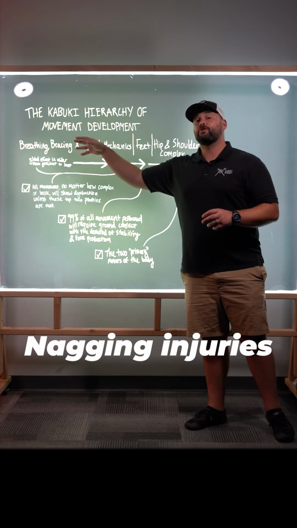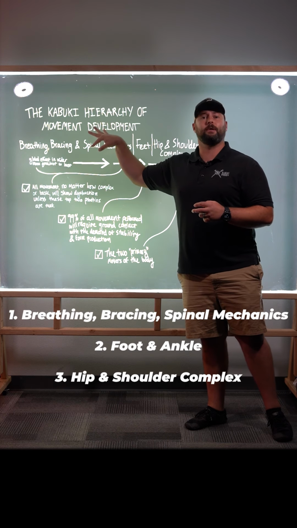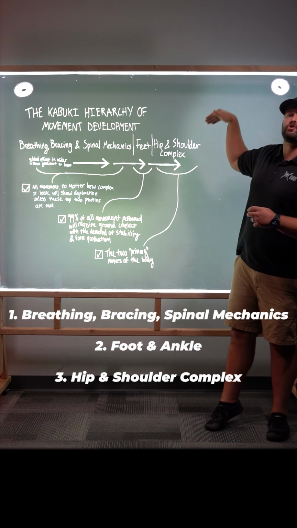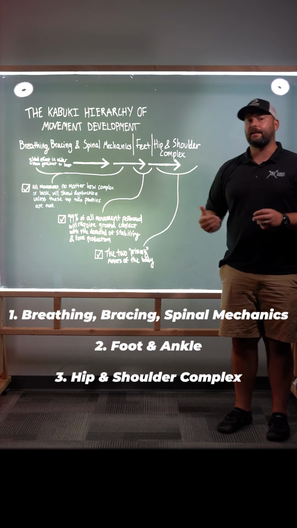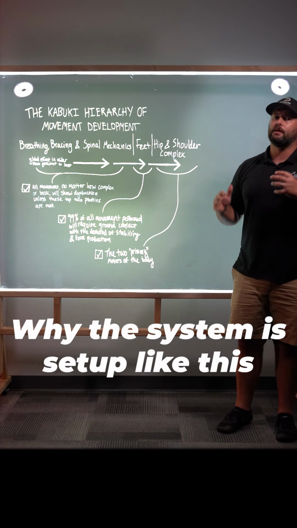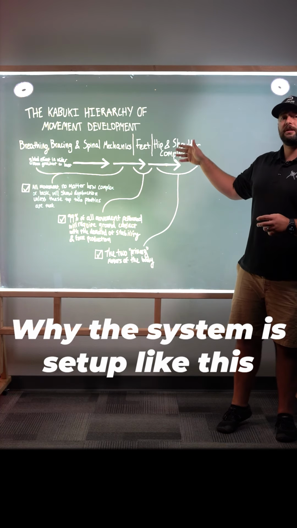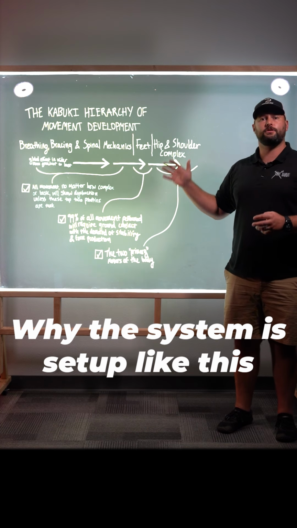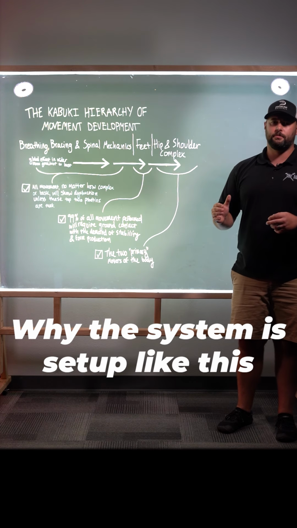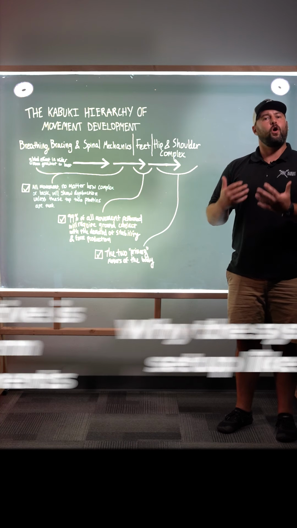So our order, in terms of things that we fix first in individuals, is breathing, bracing, spinal mechanics. That whole bucket is number one. Foot and ankles, number two, and then hip and shoulder complex is the last thing. As experienced coaches, once we know why this system is set up the way that it is, and unfortunately I don't have enough time to go through the totality of it here today, you can certainly just jump to the hip and shoulder complex to work directly on that. You can jump right to your hip stability drills, right to your shoulder stability drills, and you can clean those things up. However, we're looking at more long-term improvements.